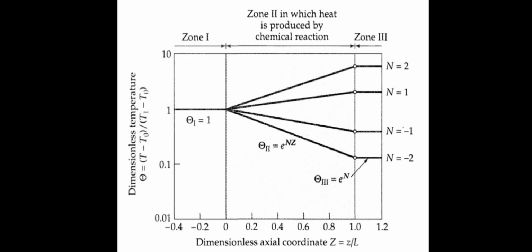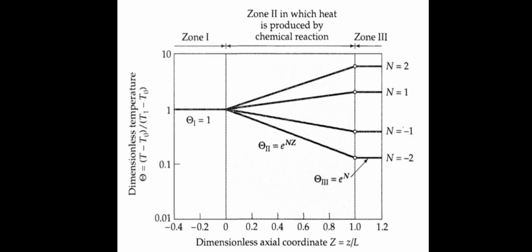For instance, a higher positive value of N generally leads to a higher peak temperature within the catalytic zone, which is zone 2, indicating that more heat is being generated than can be effectively removed by convection or conduction. Conversely, negative values of N might represent an endothermic reaction leading to a temperature drop in zone 2.